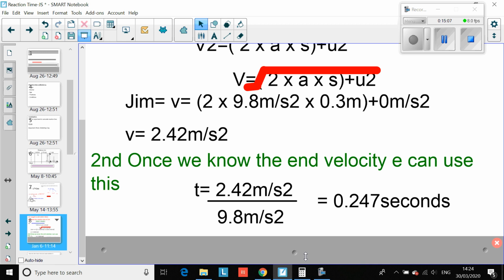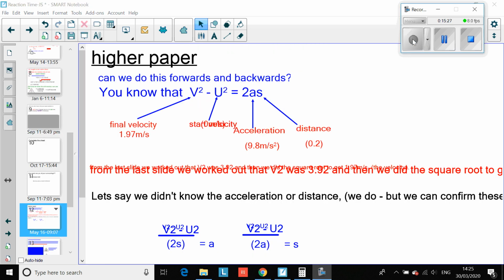Because all you then need to do is the change in velocity, so time equals the change in velocity, which we just worked out, divided by gravity, which we know is 9.8 on Earth, and it gives us a reaction time of 0.247 seconds. Okay?